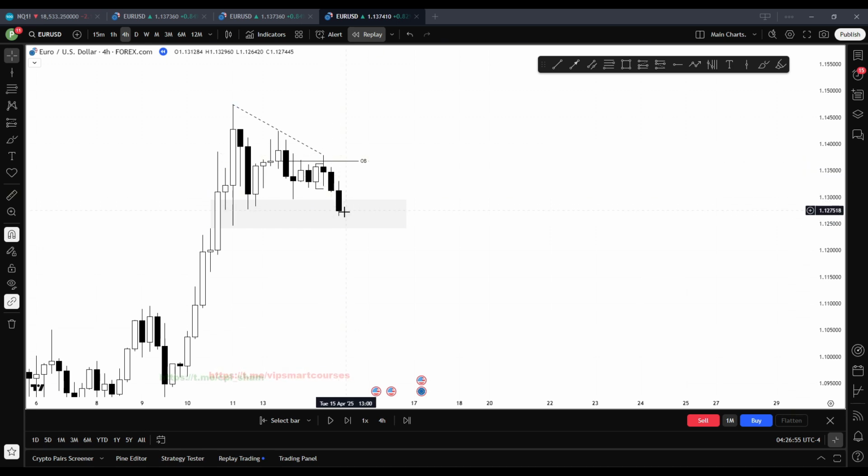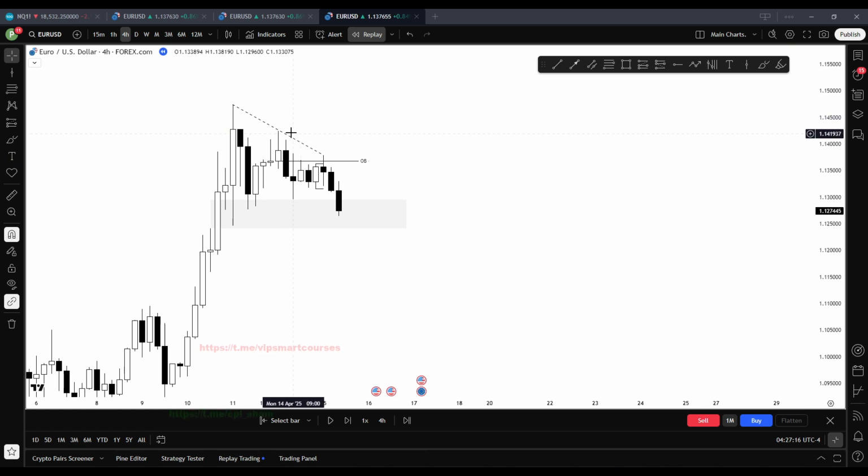And the reason why I had so much conviction in this idea is because, first of all, we had a clean SMT divergence with GU. What had happened is that GU had taken out these highs, whereas EU had failed to do so. And that had led to this non-symmetry and this divergence between these two correlated assets.